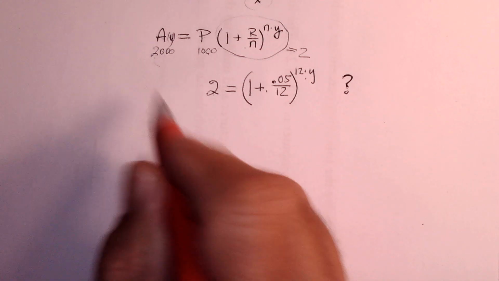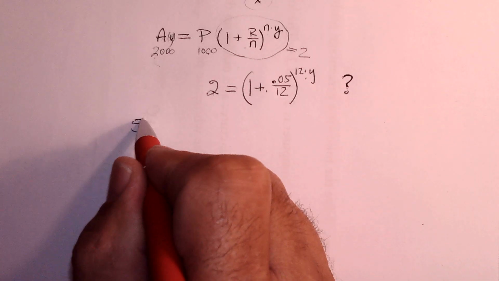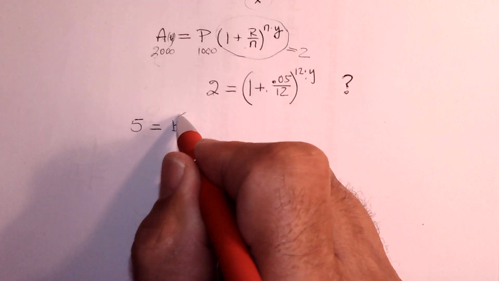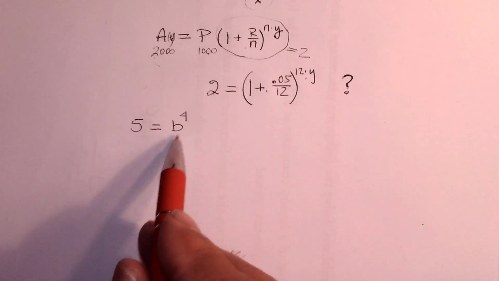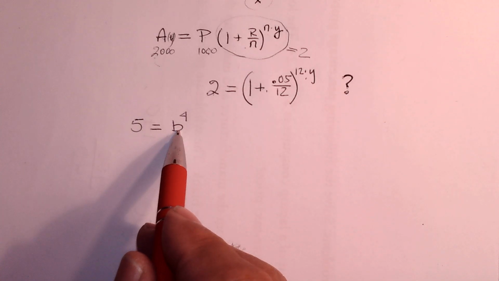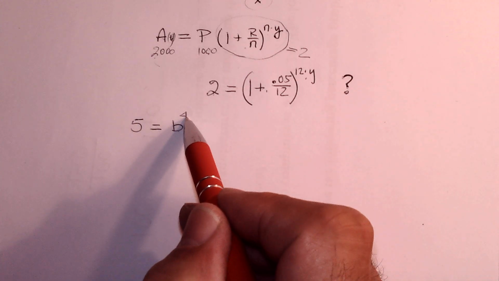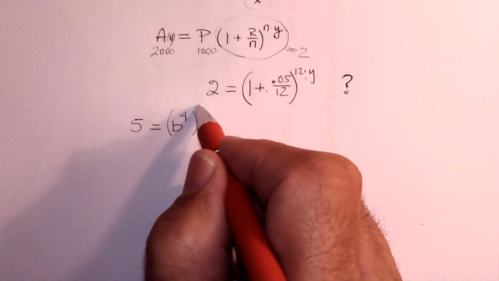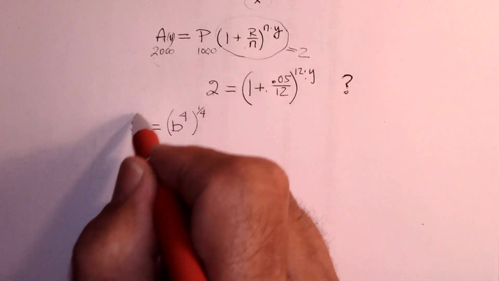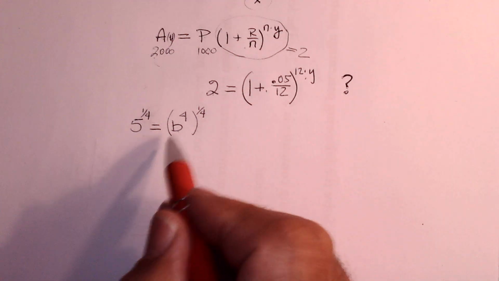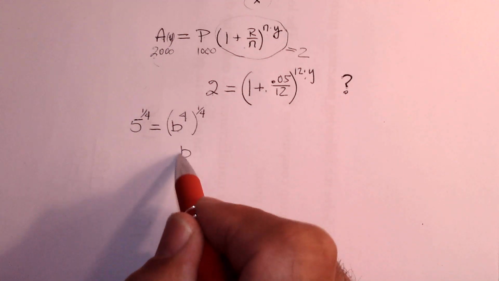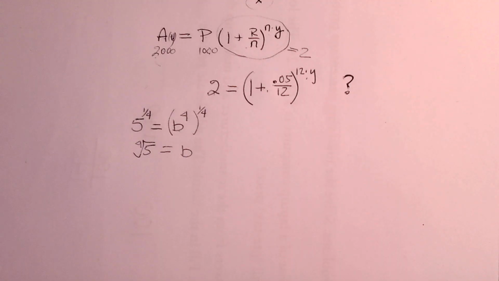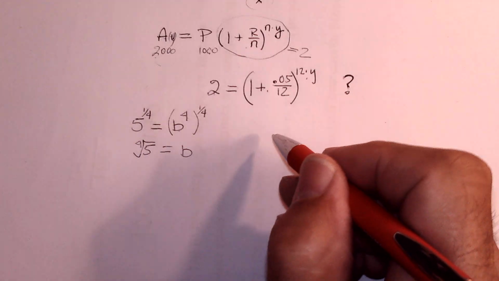Let's say I had 5 equals something to a power. How do I solve for the something? Well, to get rid of a power, we take it to another power that multiplies to be 1. And we work it out, and we'd get b would equal the 4th root of 5 in this particular problem. Let's do something simpler.